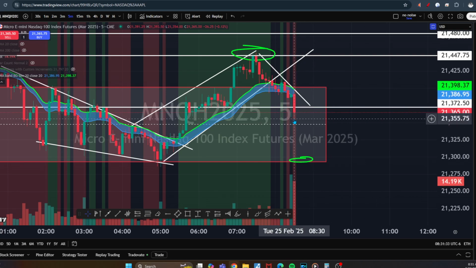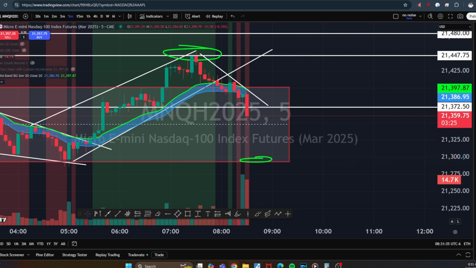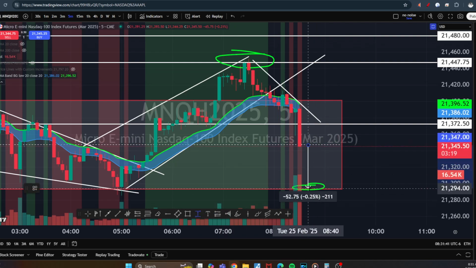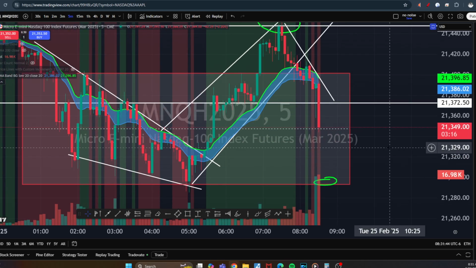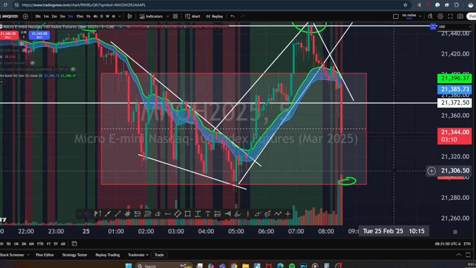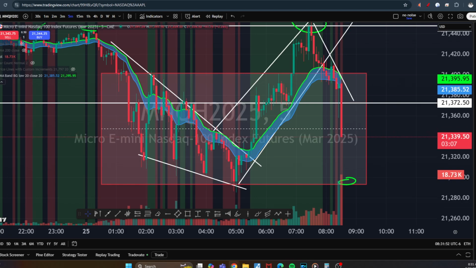This holds, this could be a micro double bottom here. It could also just come all the way down here. That's a pretty good reversal bar there. I think if we go up, it's not going to be too much higher. I kind of want to sell this, but I'm going to wait to see what they do on this low here.